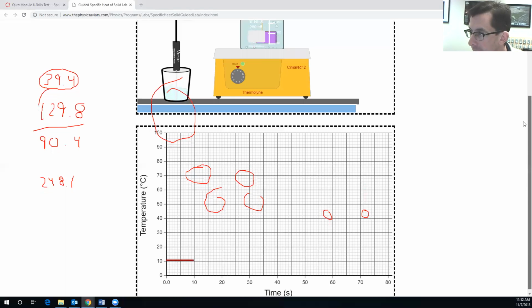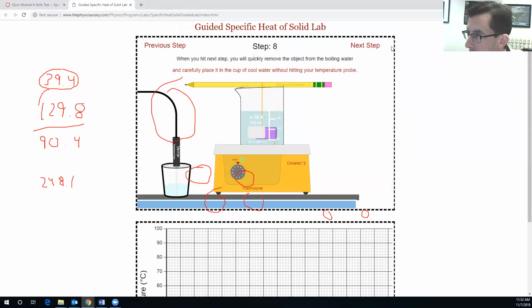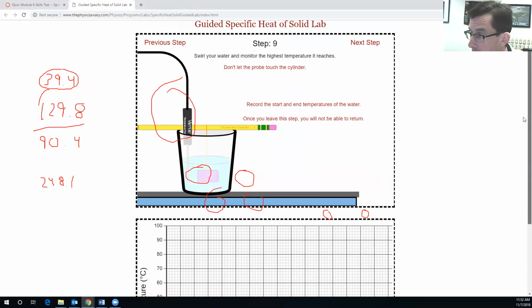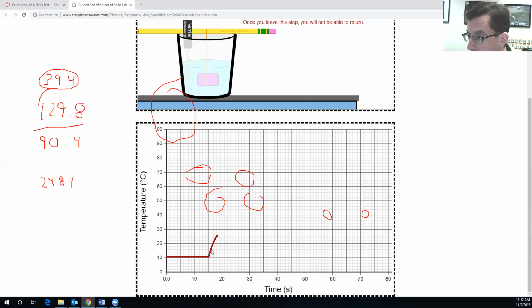Now, when I hit next step, it's going to dunk my hot object, which is at 100 degrees, into the cool water. And notice what happens. When I do that, oh, the temperature of the water spikes up, because now I'm dropping a hot object into the cool water. The cool water is picking up heat energy, and it's increasing its temperature. So notice that now my temperature has jumped up.